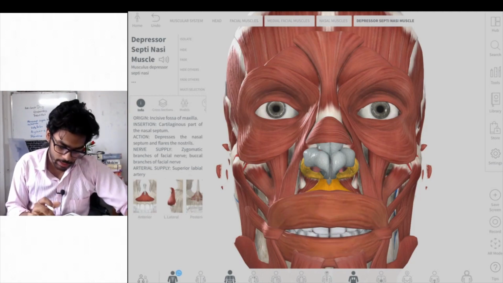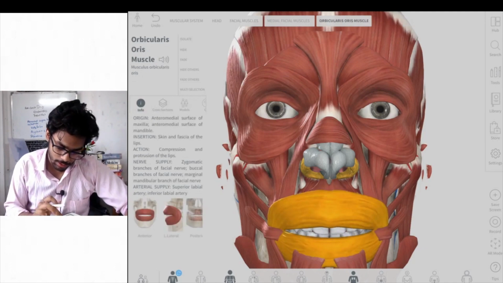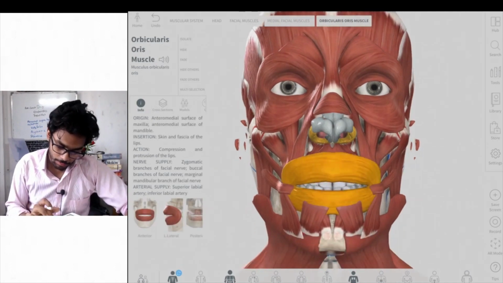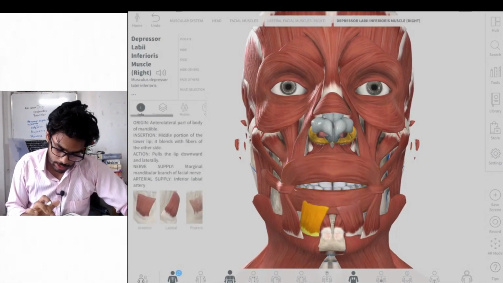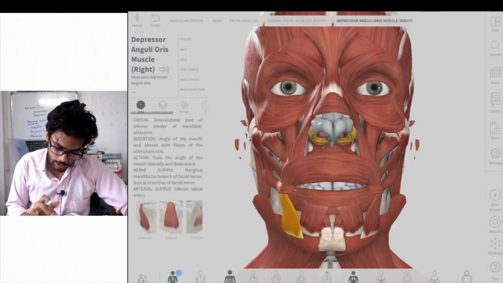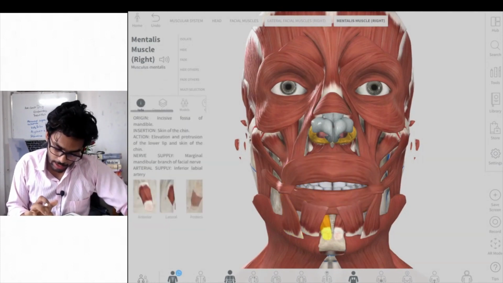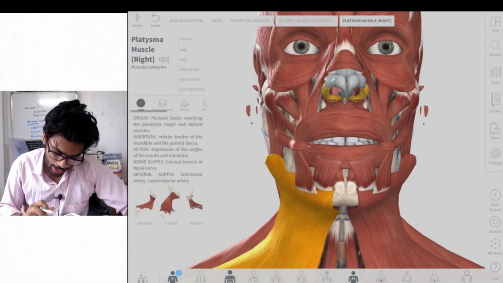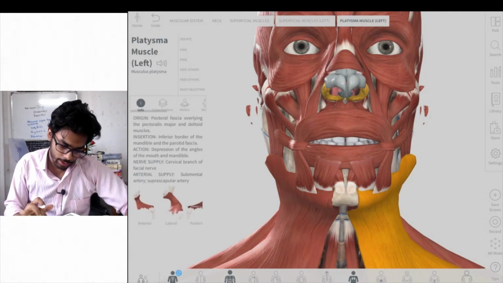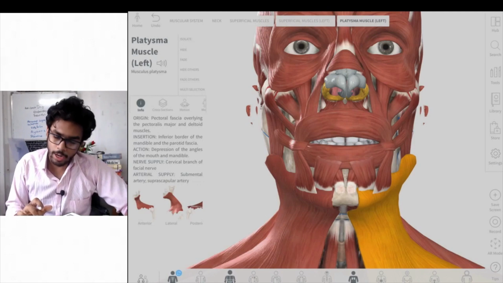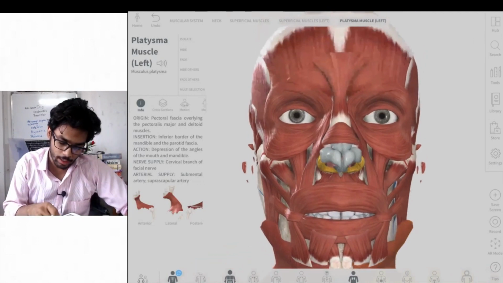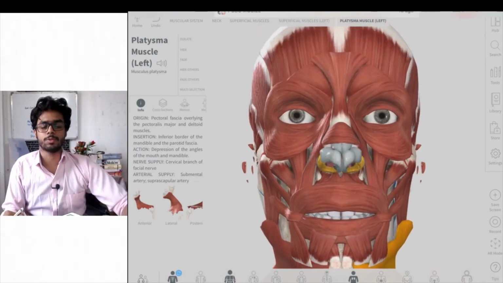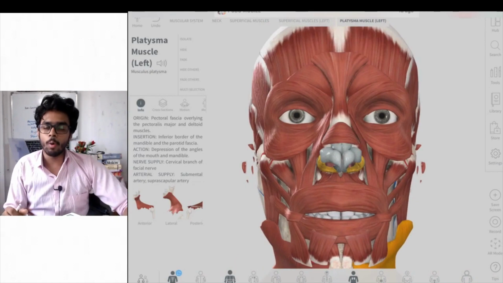We have the orbicularis oris muscle. Then we have some depressor muscles. This is depressor labii inferioris. This is depressor anguli oris, and this is the mentalis muscle. And we have the layer known as the platysma muscle, and this is the fascia. We will study about this in detail when we study the neck. First, we studied all the muscles which are attached to the bone, which we can see in norma frontalis.